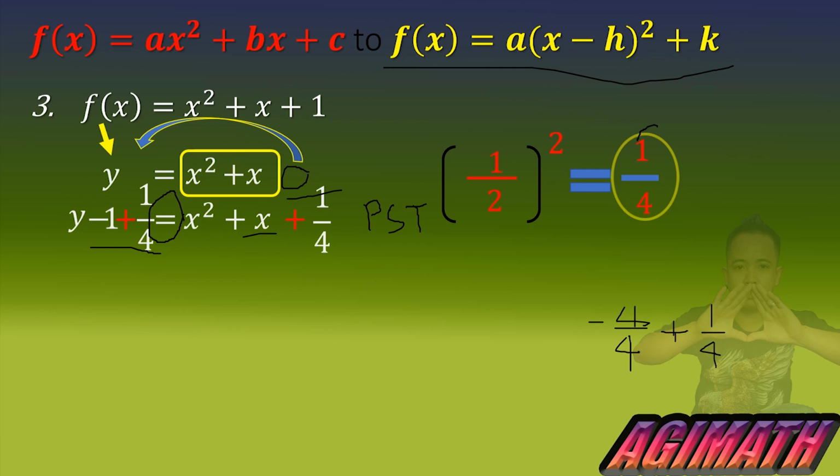Now we are going back to the elementary. Since they are similar fractions, then we can solve. -4 plus 1 is equal to -3. So that is equal to -3/4. So just copy the common denominator, kids. So that will become y minus 3/4. And then copy the equal sign.